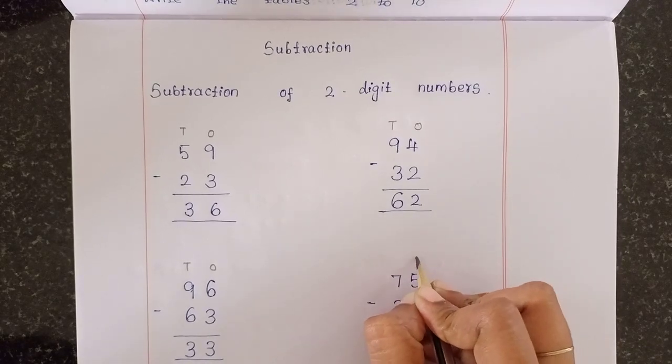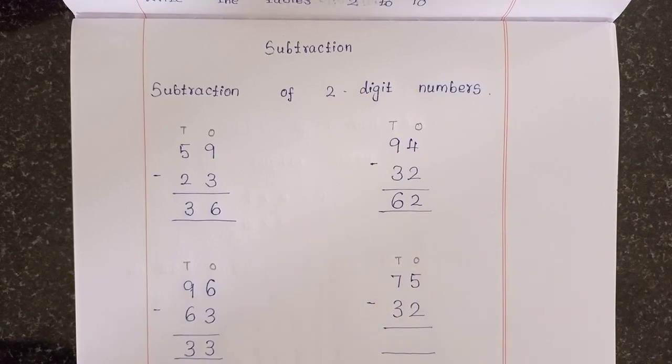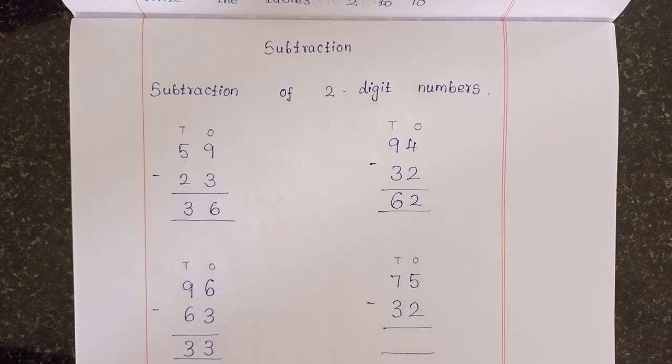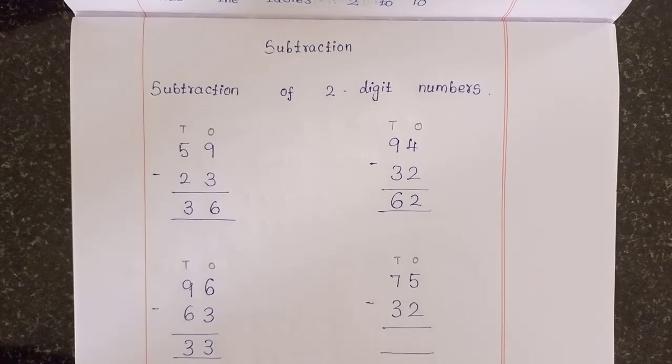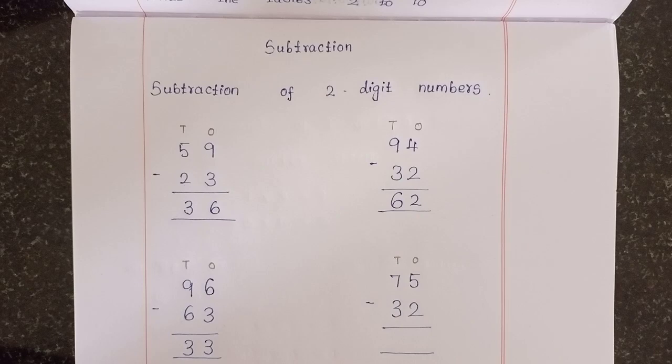Always mark the place first. Ones, tens. First, subtract the ones column. 5 minus 2. All of you take 5 fingers. Then you subtract 2, means remaining how many fingers do you have? 3. So the answer is 3.